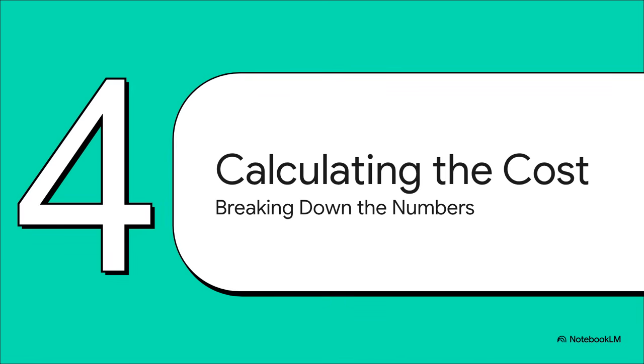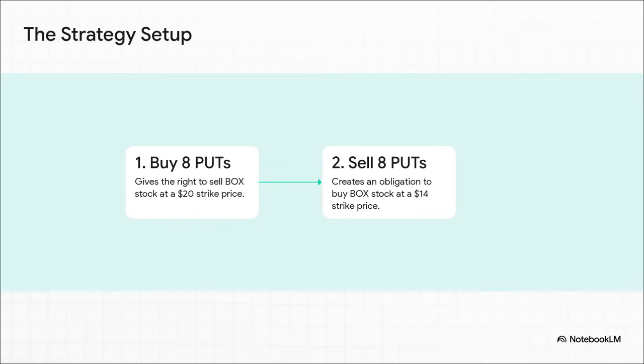So let's break down how that works, and most importantly, let's calculate the total cost to get into this position in the first place. This is the whole shebang right here. It's a two-part play. First, they buy the put option with a $20 strike price. That's their insurance policy that pays off if the stock drops below that $20 mark. But to help pay for that insurance, they simultaneously sell the $14 strike put.